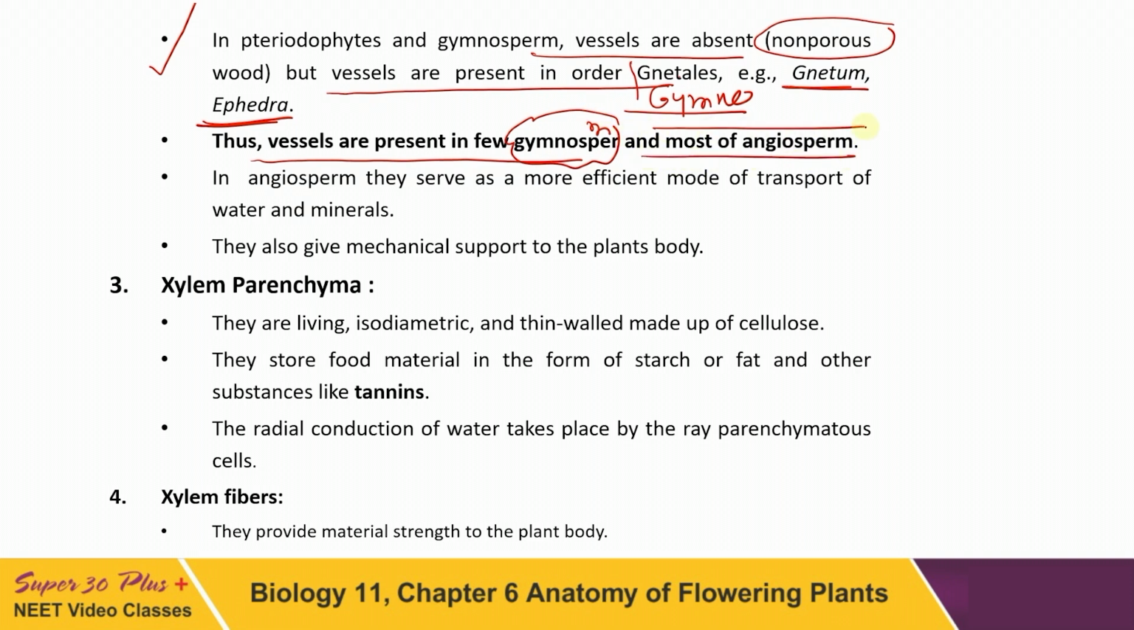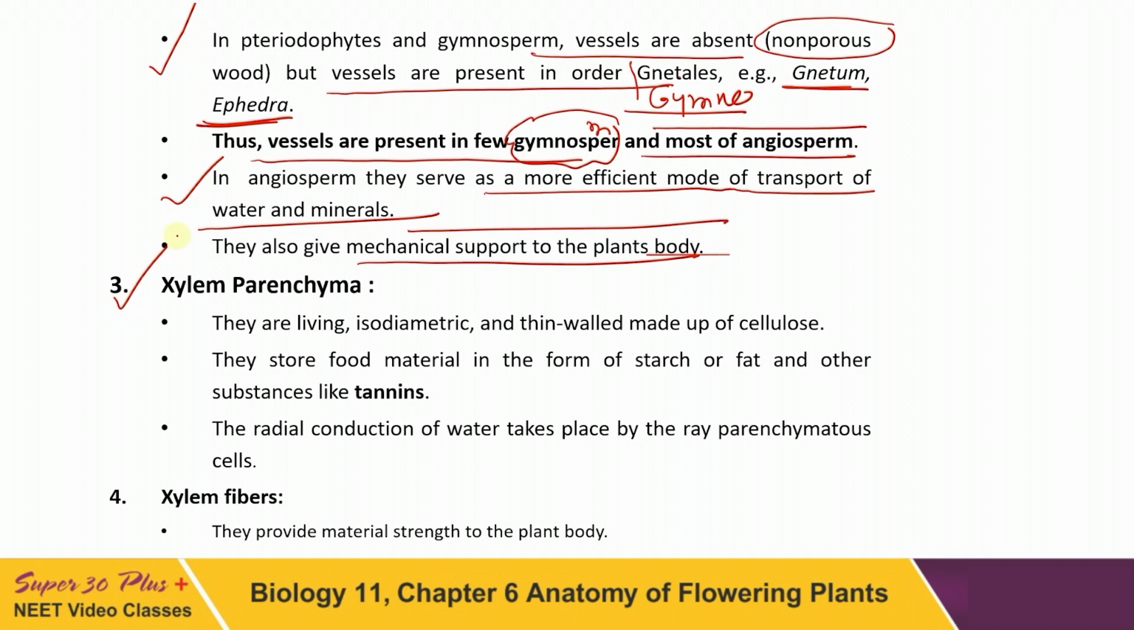Characteristics of angiosperms: in angiosperms, vessels are the most efficient mode of transport of water and minerals, and I told you they also give mechanical support. In plants, mechanical support is given by xylem, because 3 elements of the xylem are non-living ones. Come to the next now.